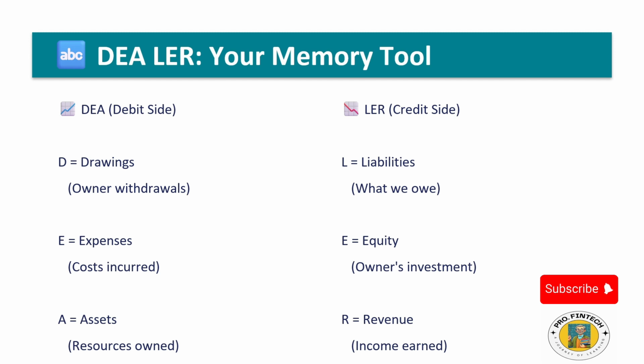DEALER is a simple way to remember which accounts get debited and which get credited. Let me break it down for you. On the left side, you can see DEA, the debit side, right? And on the right side, LER, the credit side.